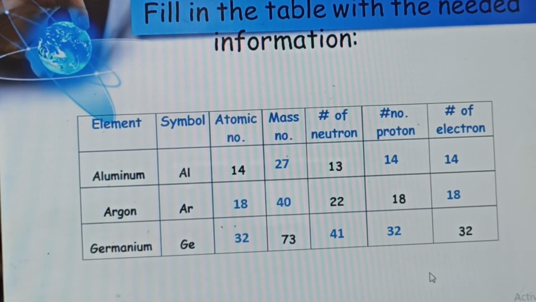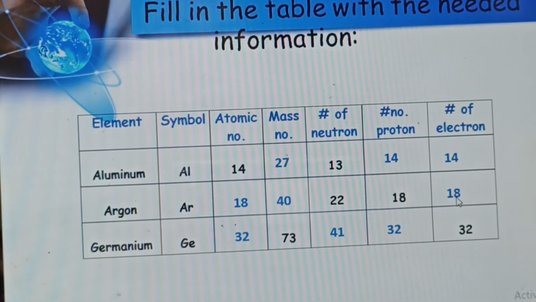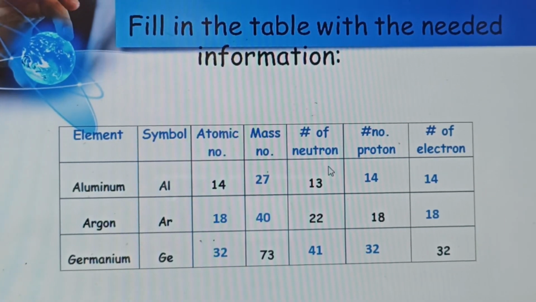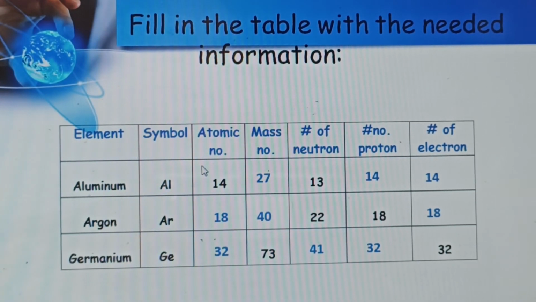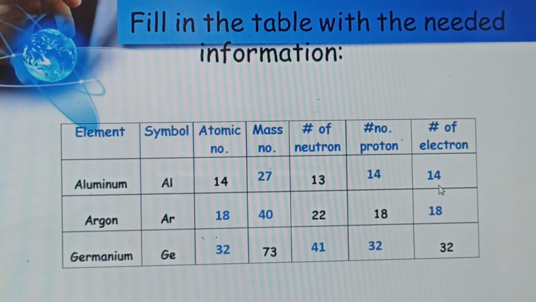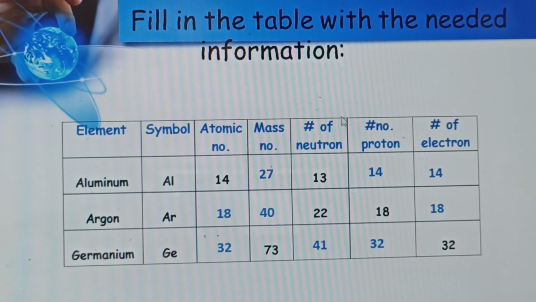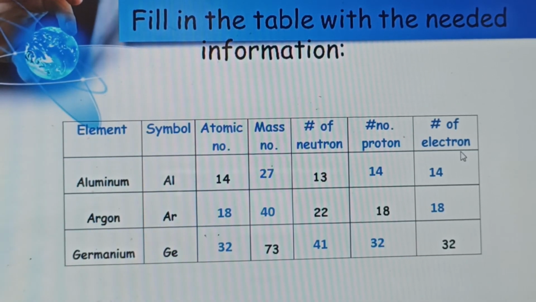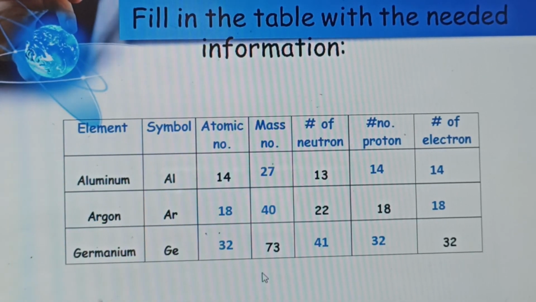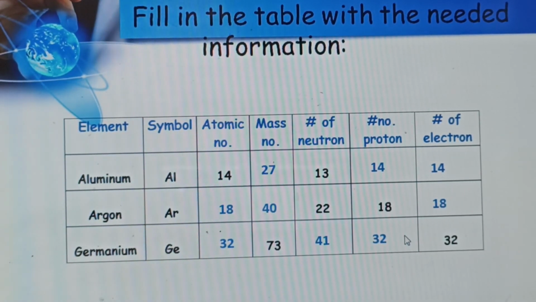So always remember, class, that in finding the subatomic particles, you just need to be observant of what are given. As I've mentioned, the atomic number is always equal to the number of protons. If you will notice here, there are three givens that are alike: the atomic number, the number of protons, and the number of electrons. And if neutron is missing, all you need to do is subtract the number of protons from the mass number.